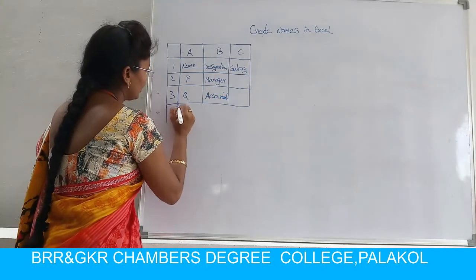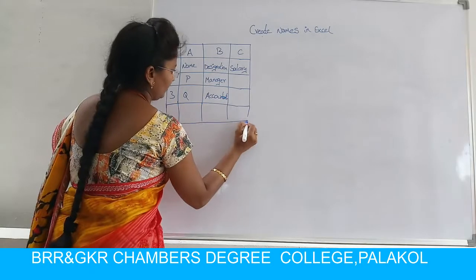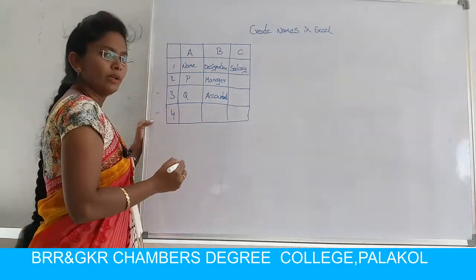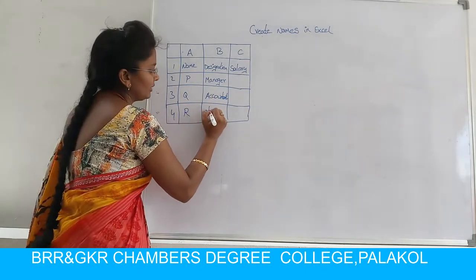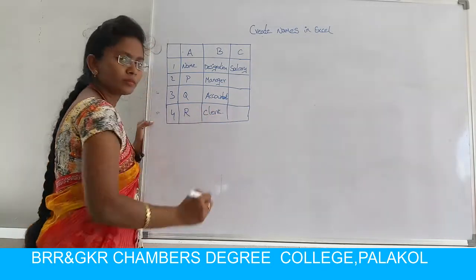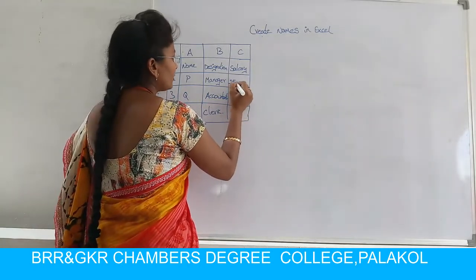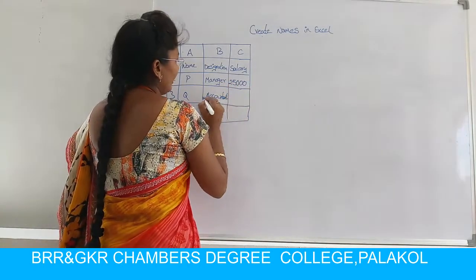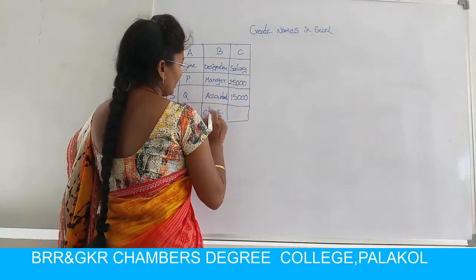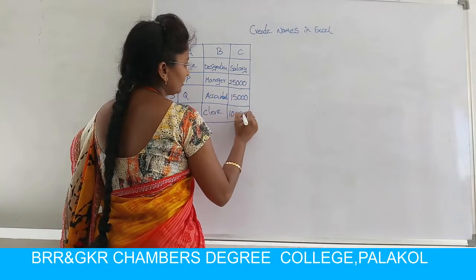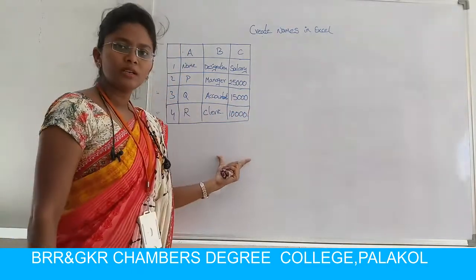And here I am taking another row, and the another person name is R and he is a clerk. And salary. Manager salary is 25,000 and accountant salary is 15,000 and clerk salary is 10,000. This is the data I have entered in the Excel sheet.